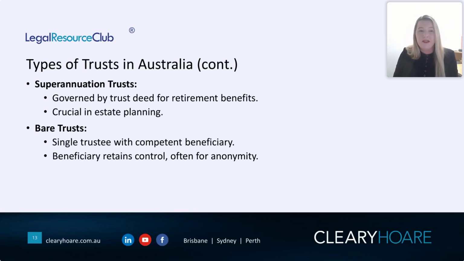Last but not least, you may also have a bare trust, which is essentially where you have a single beneficiary that retains all of the control with respect to the trust assets. You may use a bare trust if we're doing a limited recourse borrowing arrangement for superannuation purposes, for example, but that is another type of trust that exists.